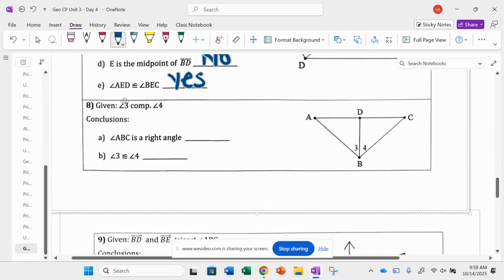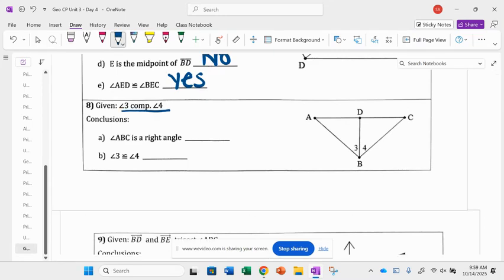Okay. Angle 3 is a complement to angle 4. What does that mean if angle 3 is a complement to angle 4? They add up to 90. So these two make a right angle. So is it safe to say that angle ABC is a right angle? Yes. Can I say that angle 3 is congruent to angle 4? No. Just because they add up to 90 doesn't mean they're congruent. Can't this be 30 and this be 60 and they add up to 90? It doesn't mean that they're congruent.